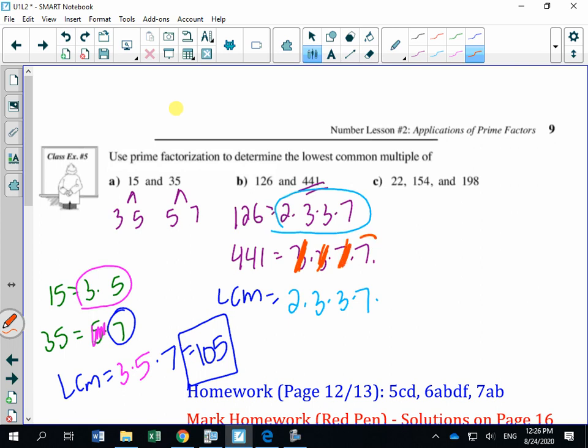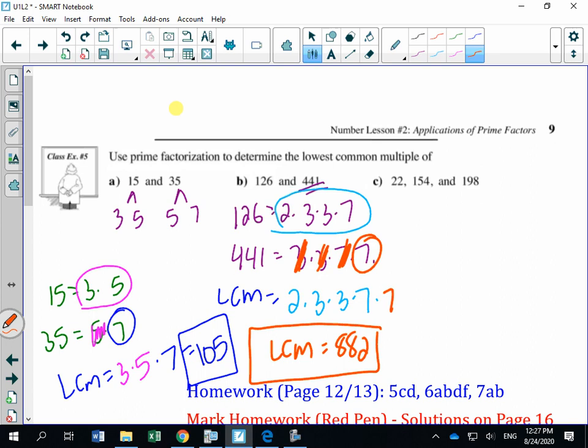That means that the only additional factor is that guy. I could take that out. My lowest common multiple is 2 times 3 times 3 times 7 times 7. So it sounds like a really big number, and it will be. The lowest common multiple of those two numbers is 882.